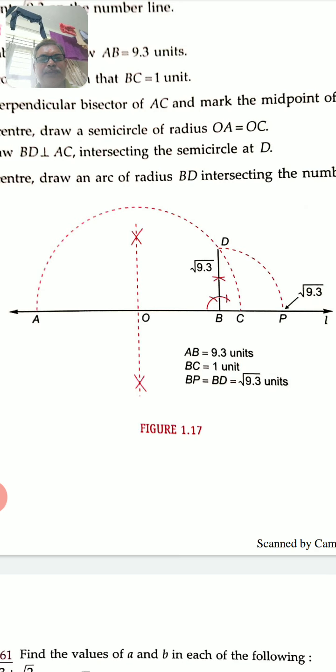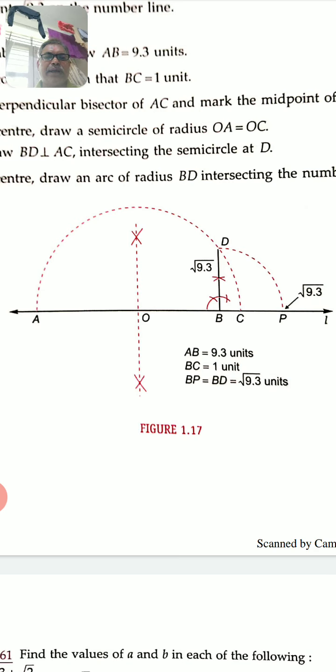Construct point O as the center. Take its midpoint. It means you have to draw a perpendicular bisector to AC. By drawing the perpendicular bisector to AC using a compass, it intersects AC at point O. Taking O as center, draw a semicircle which intersects the line at points A and C. Now, very simple. From point B, using a set square, draw a vertical line which intersects the given semicircle at point D. And this BD is nothing but root 9.3.